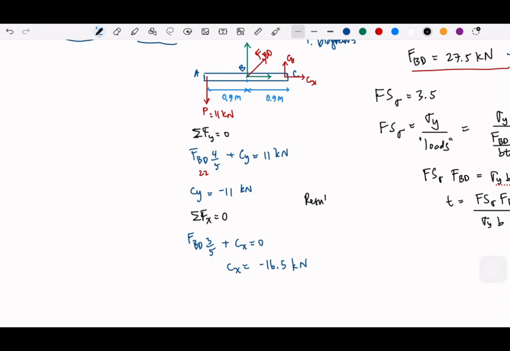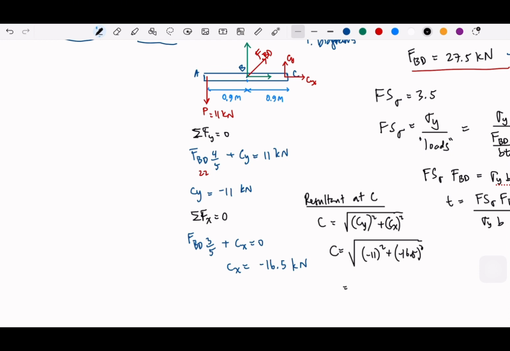So resultant at C, meaning the force that will go through the pin C. This can be understood as the magnitude from the square root of Cy squared plus Cx squared. So we can take all these numbers, and since it's squared, it doesn't matter which direction it goes. And after some calculation, you get that C will be 19.83 kilonewton.